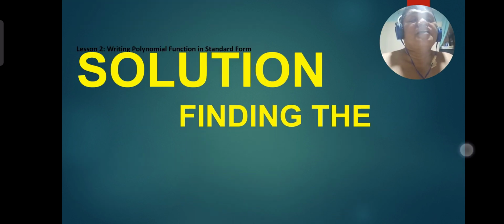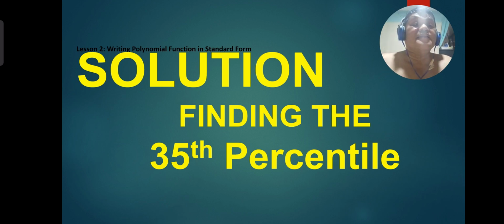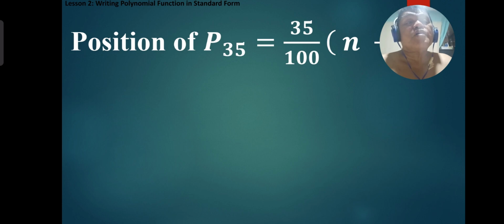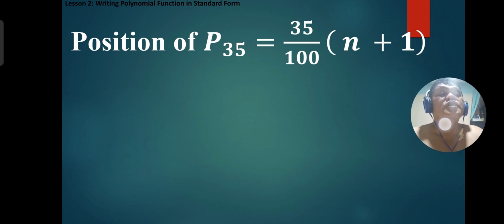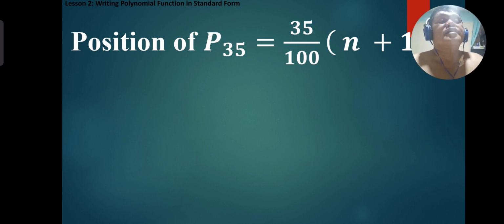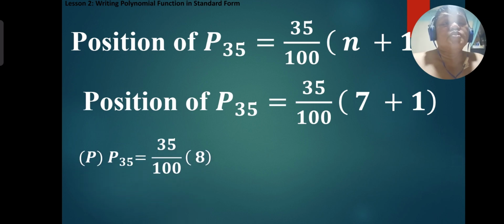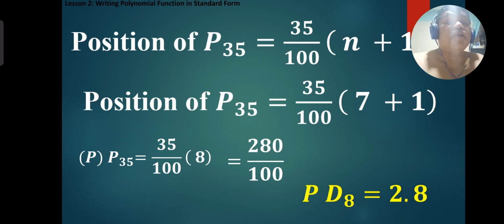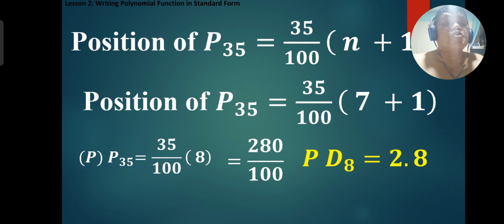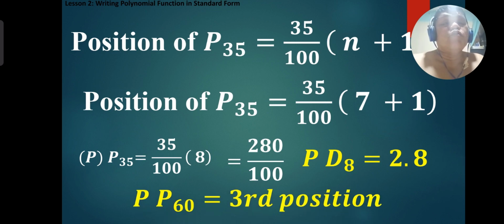And now finding the 35th percentile. The position of the 35th percentile is equal to 35 over 100 times the quantity n plus 1. This time, the 35th percentile is equal to 35 over 100 times the quantity 7 plus 1. This will be 35 over 100 times 8, which is equal to 280 divided by 100, and that would be 2.8. Therefore, after rounding up, 2.8 is equal to 3. So that is the third position.